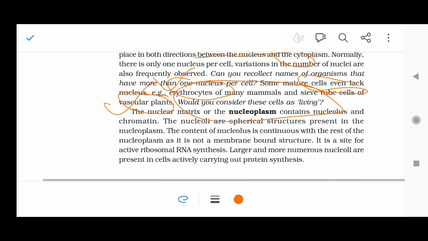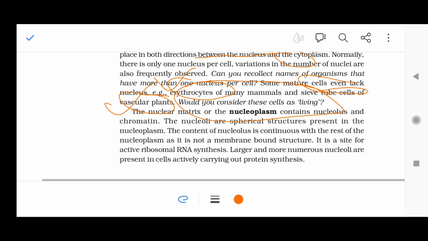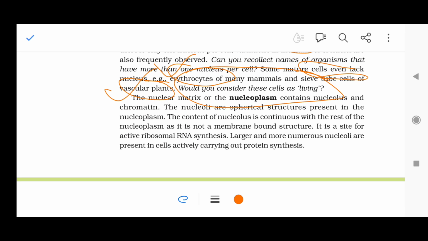It is a site for active ribosomal RNA synthesis. The nucleolus is a site for RNA synthesis, that is called ribosomal RNA synthesis. Larger and more numerous nucleoli are present in cells actively carrying out protein synthesis. So in those cells which are responsible for protein synthesis, definitely they would contain more number of nucleoli in the nucleoplasm.